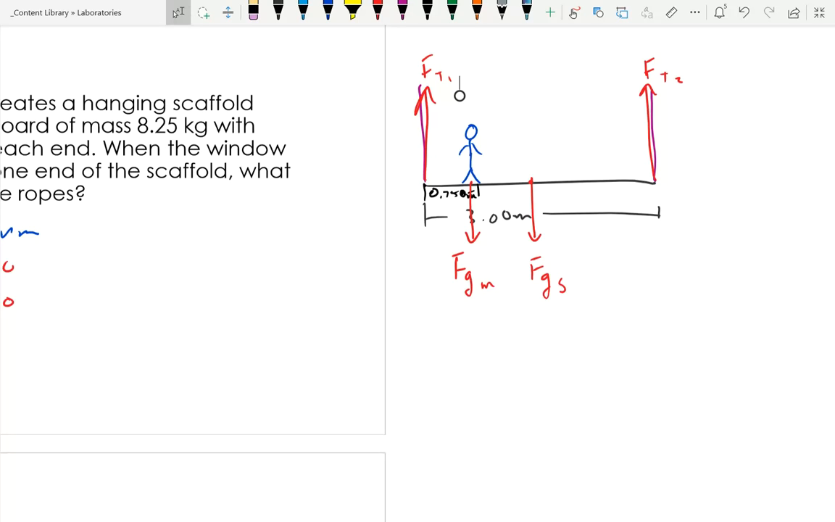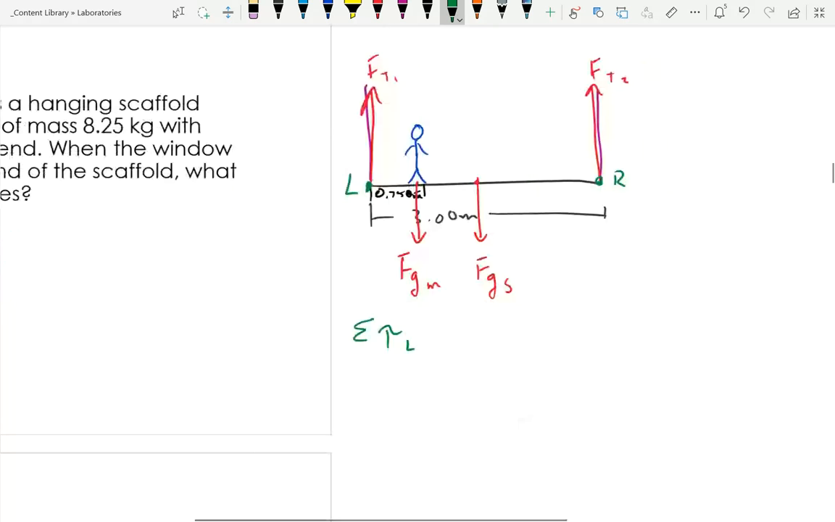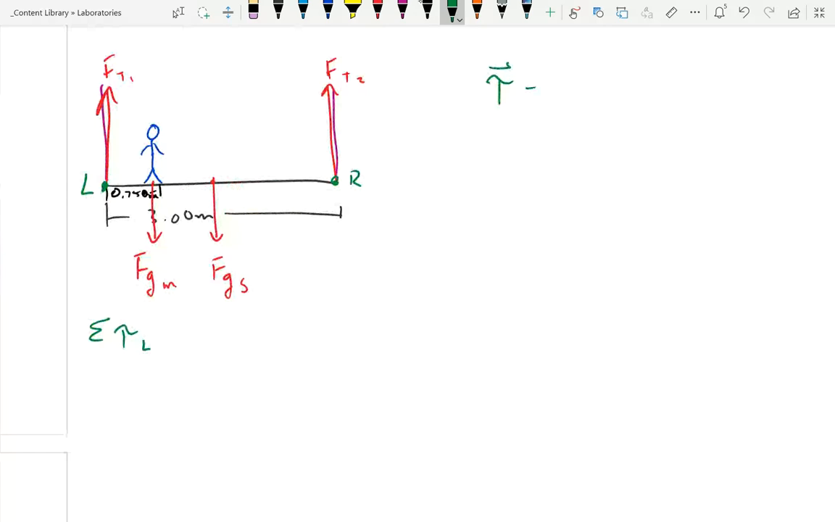So they said to choose one of the ends. I'm going to choose the left end because I'm happier with the left end than the right end. I'll call this left, and I'll call this right. So I'm going to sum the torques about the left end. The equation for torque, remember, is R cross F. The magnitude of the torque is equal to R perpendicular times F, or R F times sine of the angle between the vector that points from the place I'm summing the torques to where the force acts and the force itself.